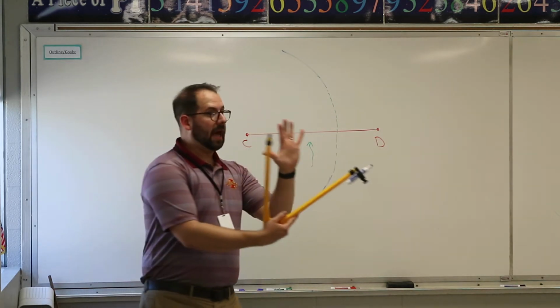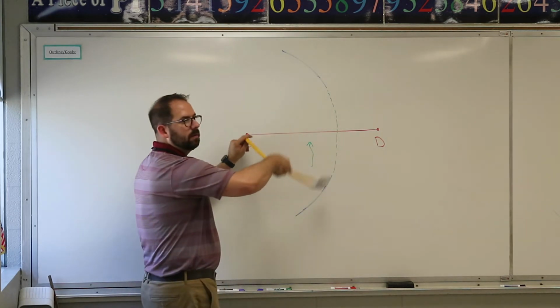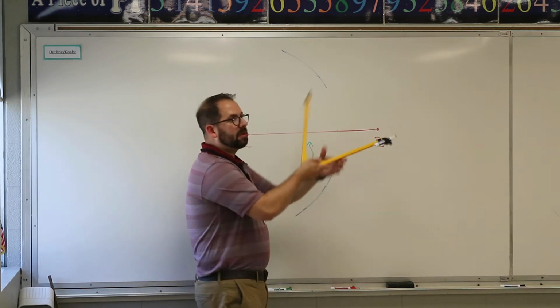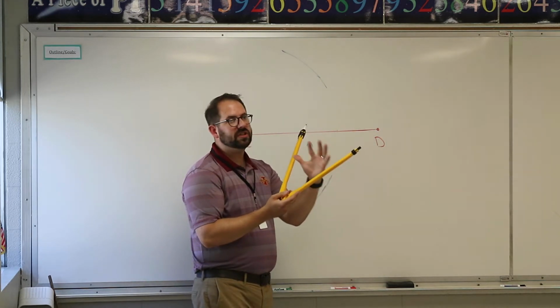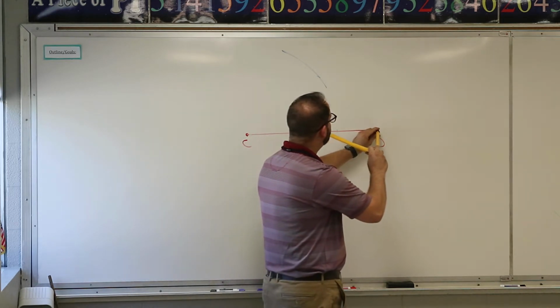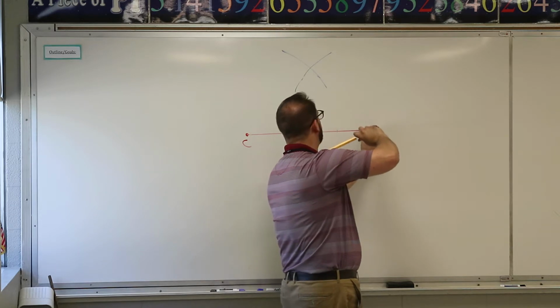Again, this was random, right? I didn't measure this at all. Everyone understand how you do that? I'm going to get rid of this. Now, what I'd like you to do, flip the compass around. Don't change the size. Leave the compass exactly how it is. Put the pipe in letter D and make the arc above and below.